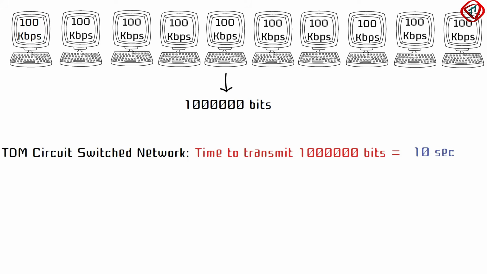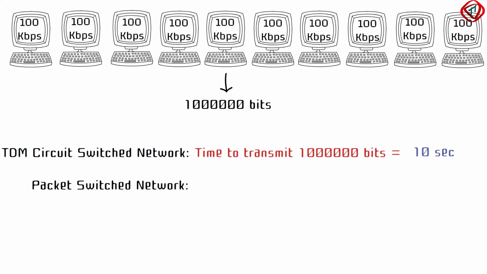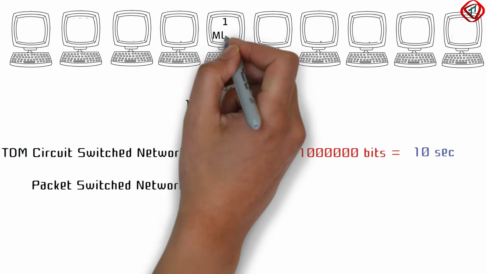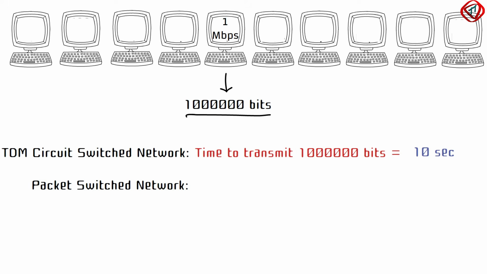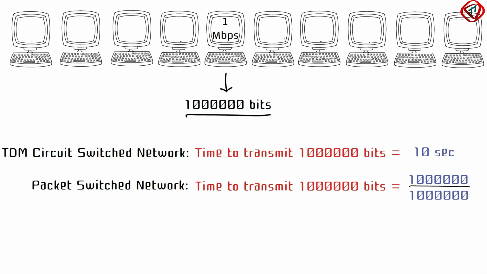Circuit switching pre-allocates the link's transmission capacity among the connected users, while packet switching allocates the transmission capacity based on the demand. Therefore, in the packet switched network, if only one user is transmitting data, the link's capacity of 1 Mbps is allocated to one active user only. Hence, the user can send 1 million bits in just 1 second, which is 10 times faster than the circuit switched network. So, the performance of packet switching is better than circuit switching.